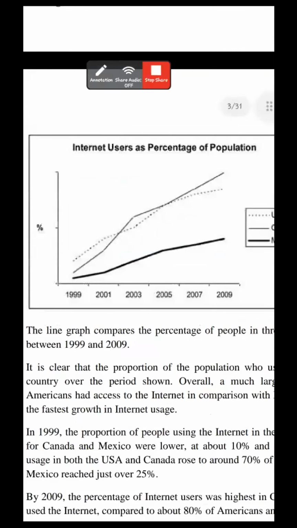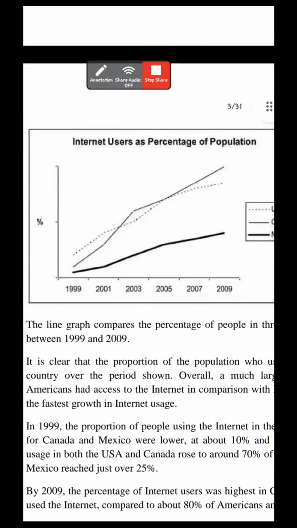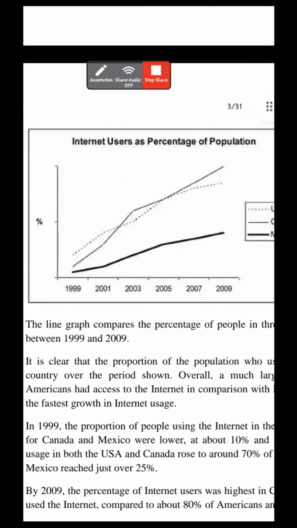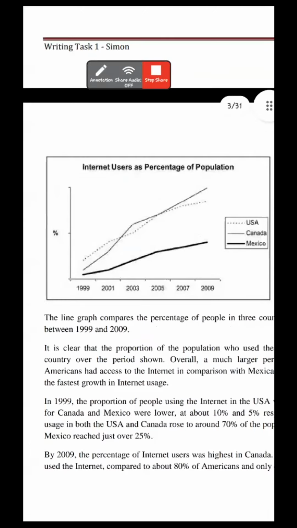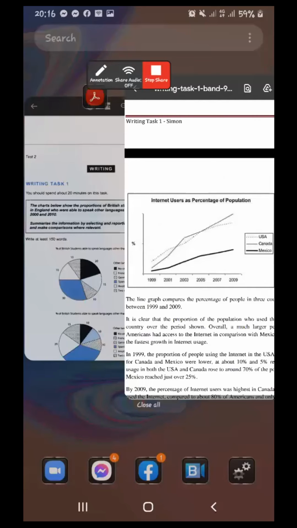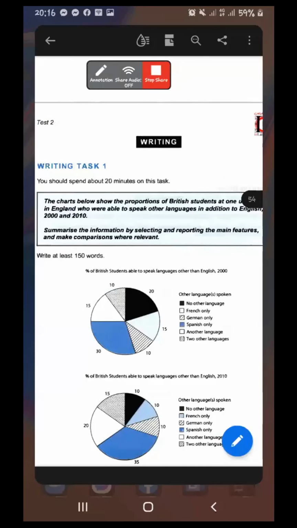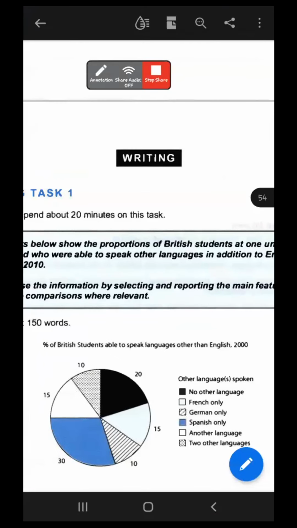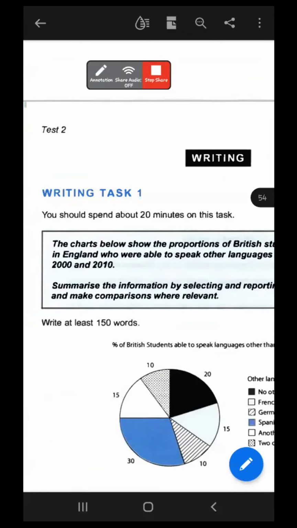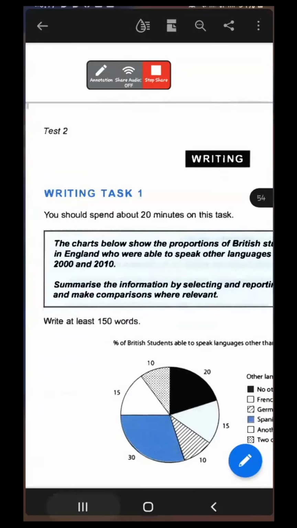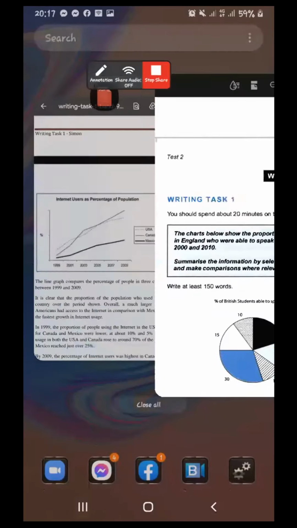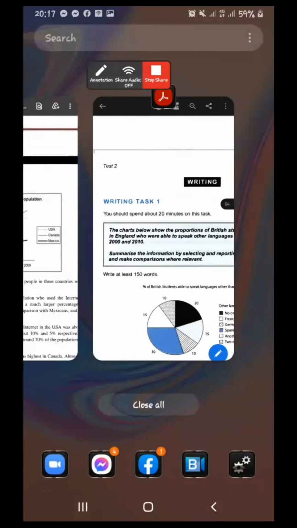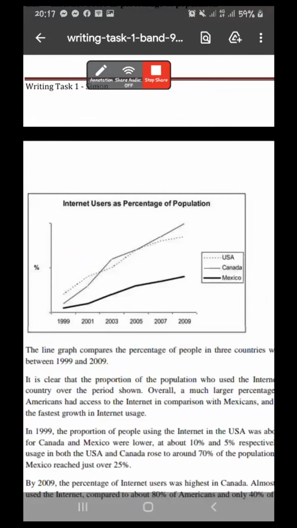Now, this is the introduction. The line graph compares the percentage, and also, if you want, you can use the words from the question. For instance, here, the chart below shows the proportions of British students at one university. So you're going to paraphrase it, use as much information from the question to paraphrase your words. I'm coming to this chart, don't worry, since I have already shared the sample answer, but let's start with the line graph before I jump to the bar chart.